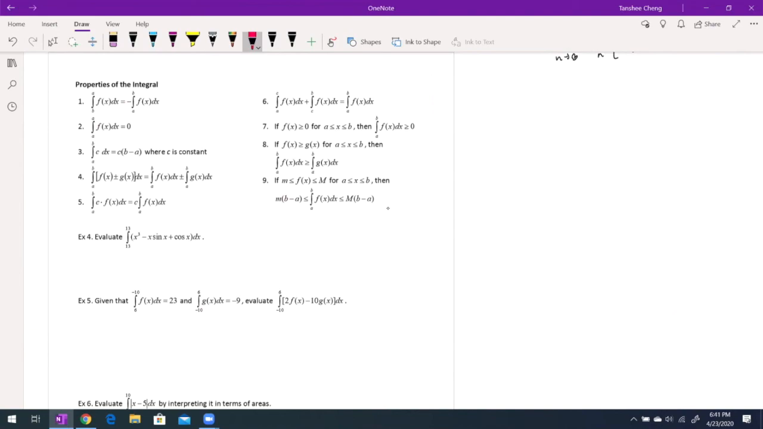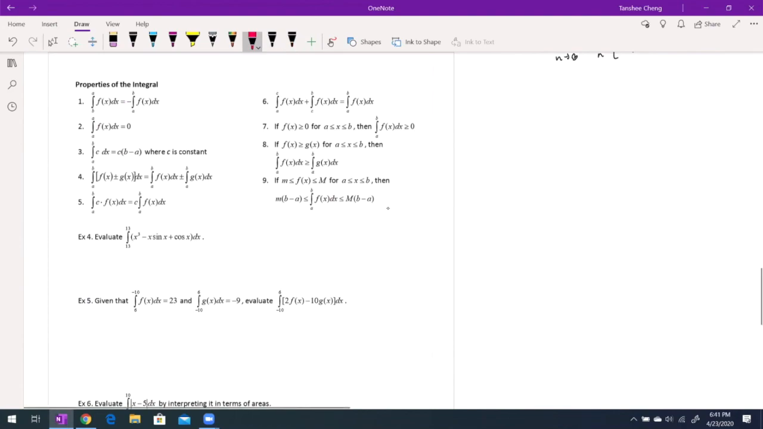That's basically coming from the summation notation formula together with the Riemann sum definition of the definite integral. So this one, if it is an integral of a constant times a function, then I can factor out that constant, integrate the function first, and then multiply by the constant.